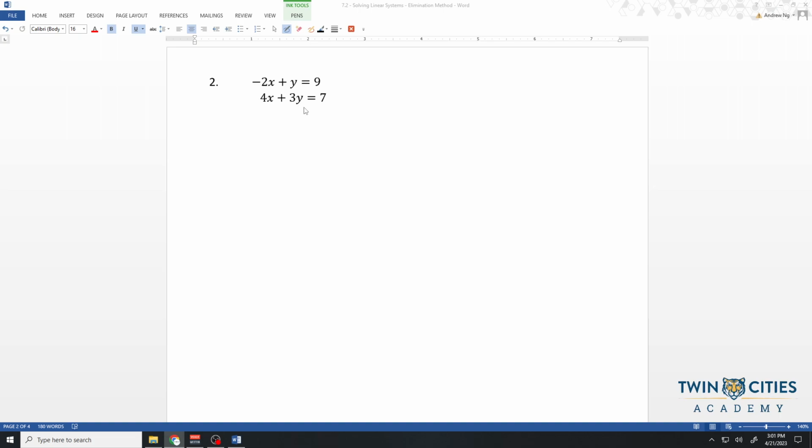What I can do, though, is multiply one of the equations, all things in that equation, by some number to see if I can get them to match. Let's first label this A and this B. If I were to multiply A by 2, let's do that over here, 2A. 2A means multiply everything by 2. That would be negative 4x plus 2y is equal to 18. And B will stay the same. So B is still 4x plus 3y is equal to 7.